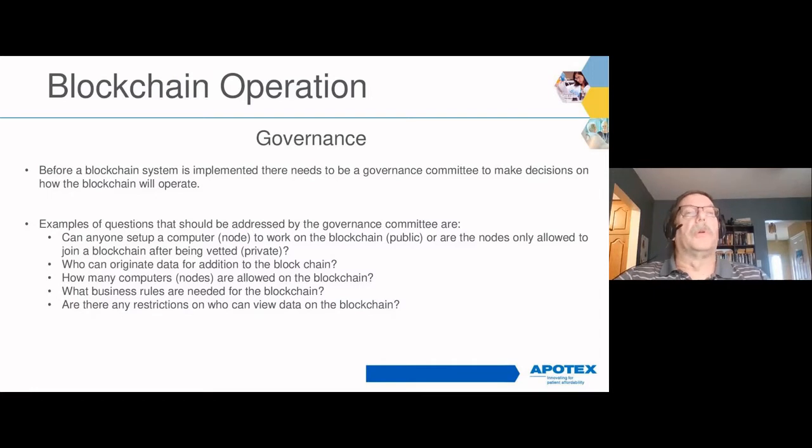And the last important question: are there any restrictions on who can view data on the blockchain? On a public one like Bitcoin, the only major restriction might be that you can't see how much Bitcoin I actually have. But you might be able to see transactions that I've done, particularly transactions that involve you.